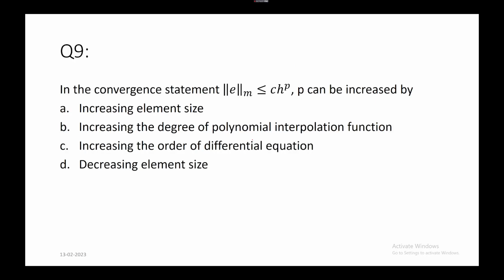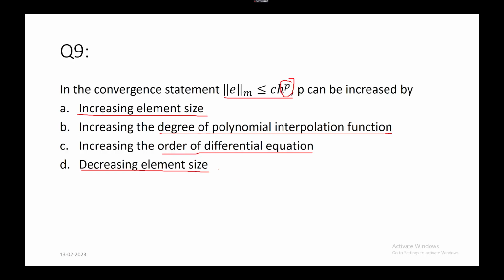So next question. Same thing, again we are dealing with the convergence statement. The energy norm is less than or equal to C h to the power p. So p can be increased by, and there are four options. One is increasing the element size. Second is increasing the degree of polynomial interpolation function. Third is increasing the order of the differential equation. Fourth is decreasing the element size.